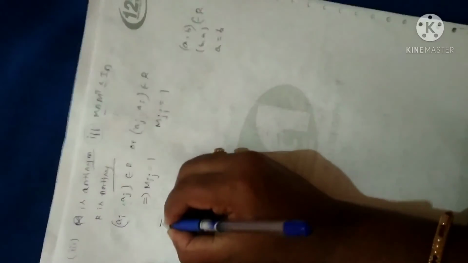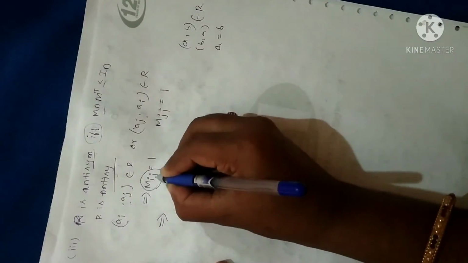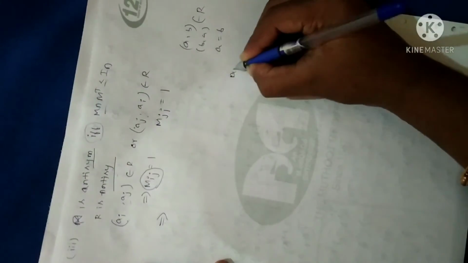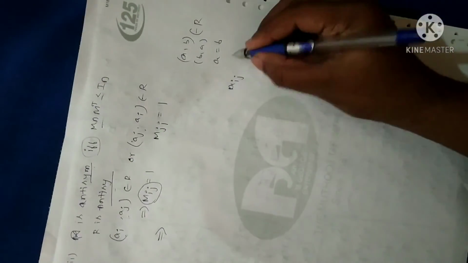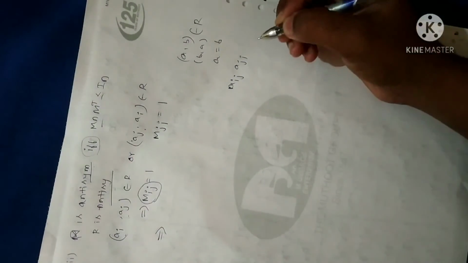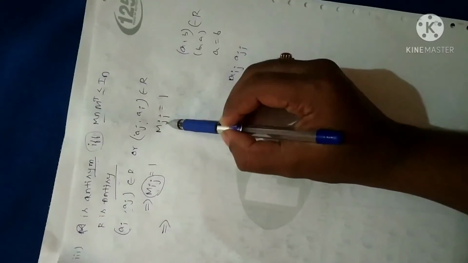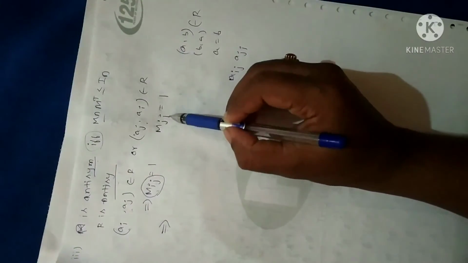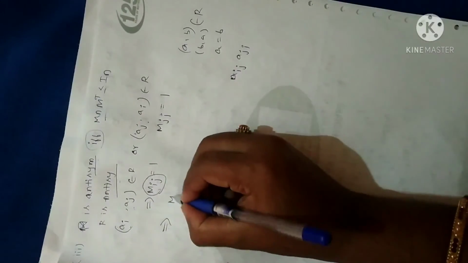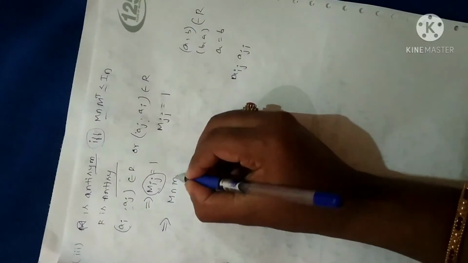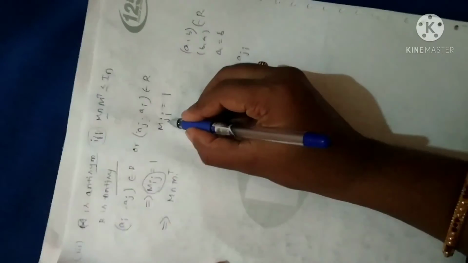This implies that we can clearly note that if I have an element Mij, its transpose will be Mji. Clear? Now I have an element Mij here and it is a transpose. So I can write M intersection M transpose.